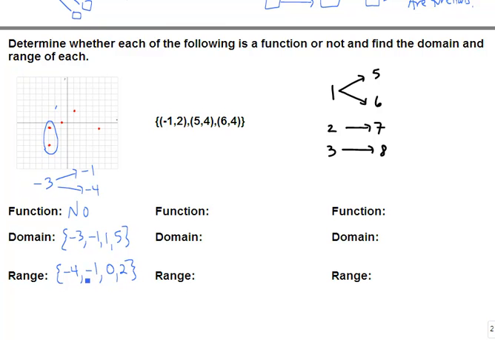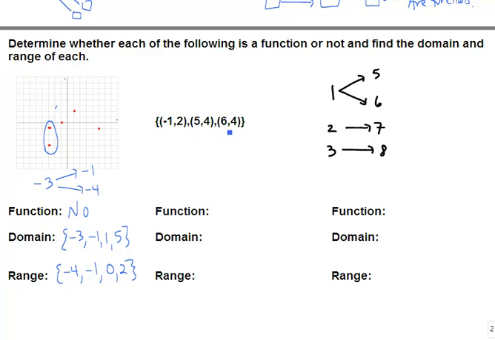So we have our domain and our range, and this was not a function because we had 2 vertical points, 2 points that shared the same x value but had different y values. In the next example, we're given our relation as a list. So we want to decide if this is a function.